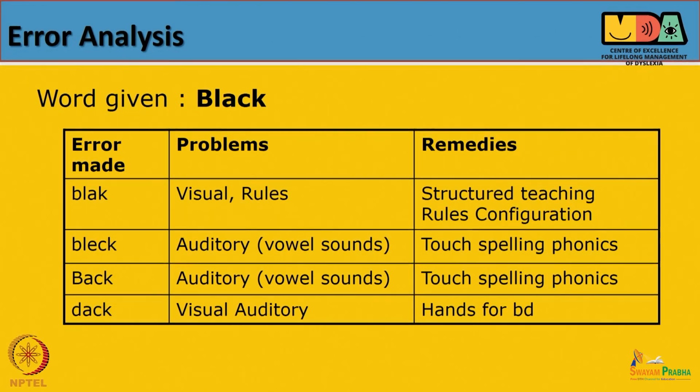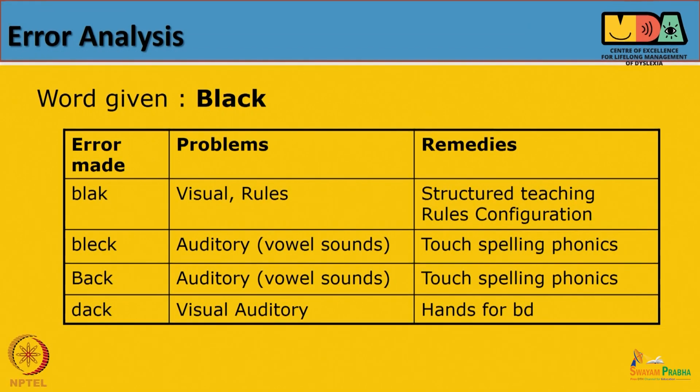So the best way to teach this child is to give him a structured instruction on how to follow that rule. Once you do that along with the configuration, then what will happen is the child's visual ability to visualize this word will also become better. The next way that he is going to spell is black.